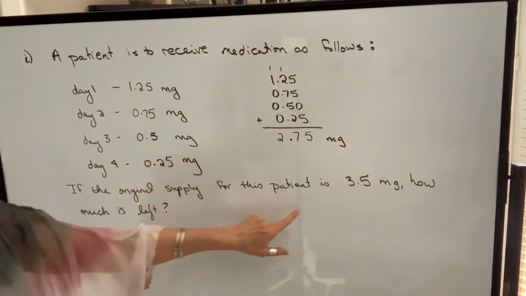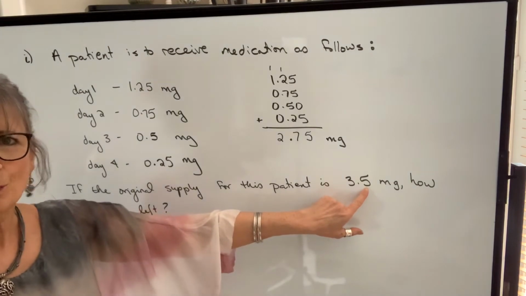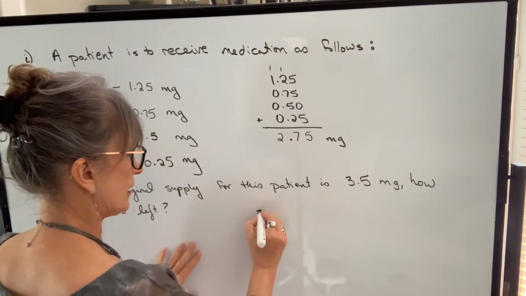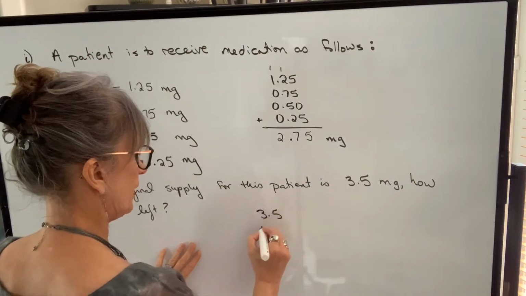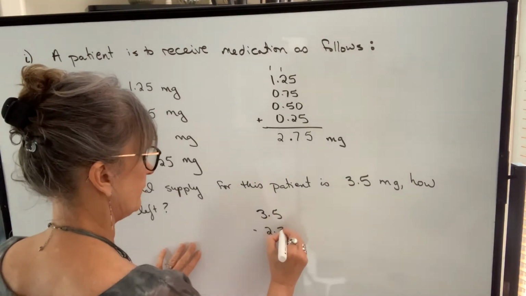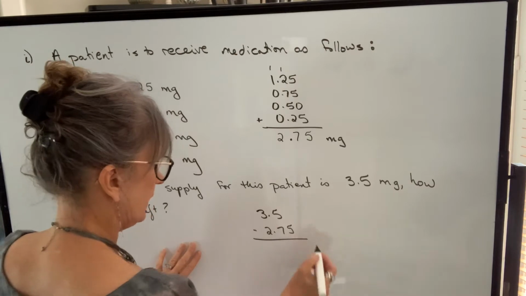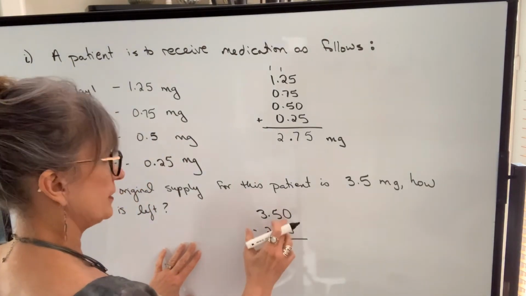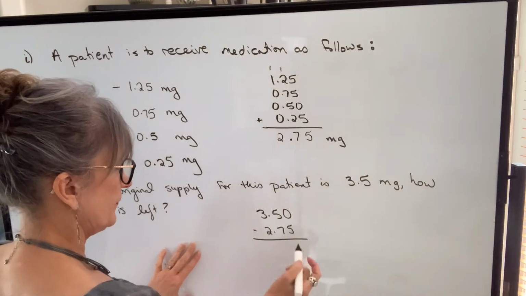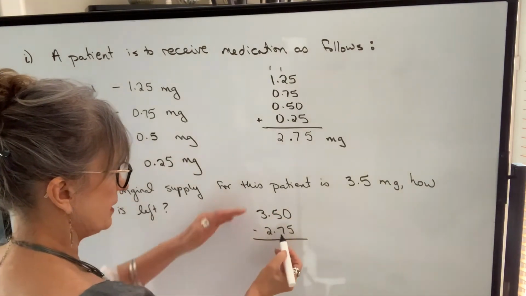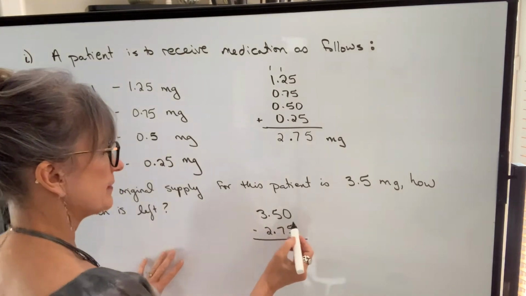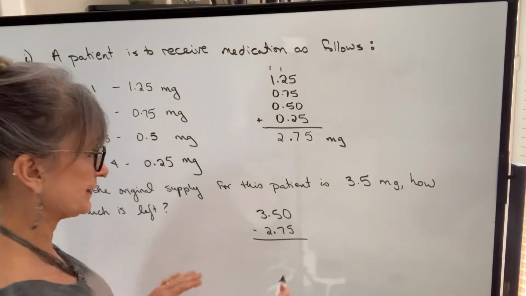The question asks, if the original supply was 3.5 milligrams, how much is left? So in this case, we're going to subtract. So we have 3.5 milligrams minus 2.75, and we need to put a 0 here because we're going to be subtracting from that digit, so we need that 0 placeholder. And again, when you're subtracting, make sure your numbers line up with the decimal point in the same place, and then we subtract like we do with regular numbers.